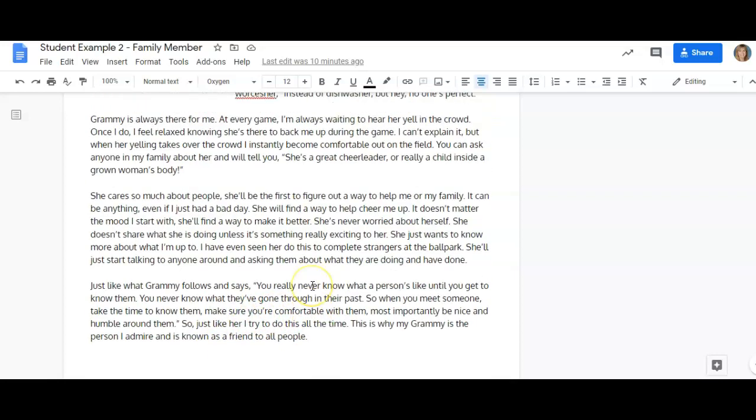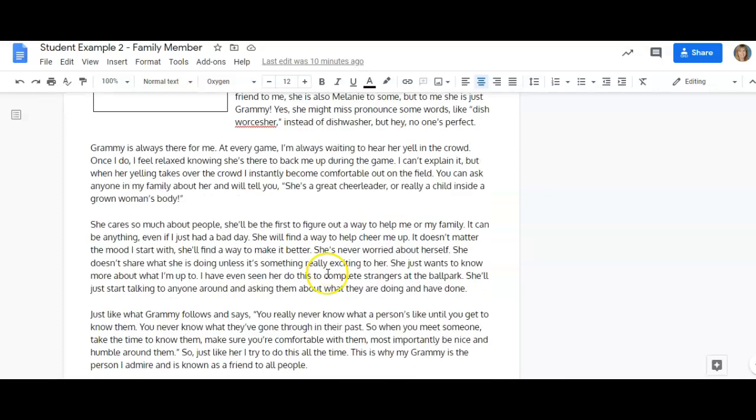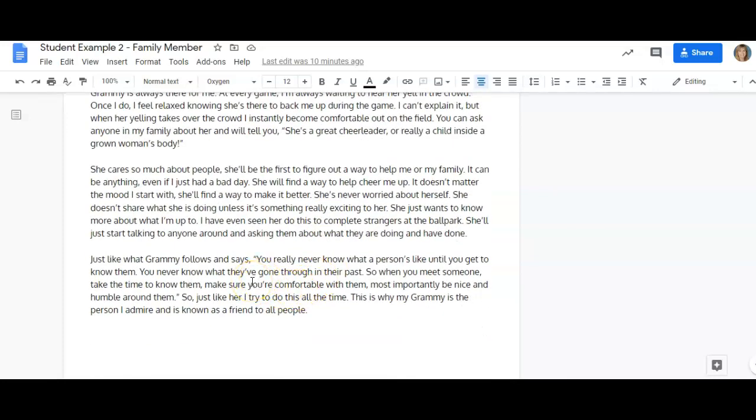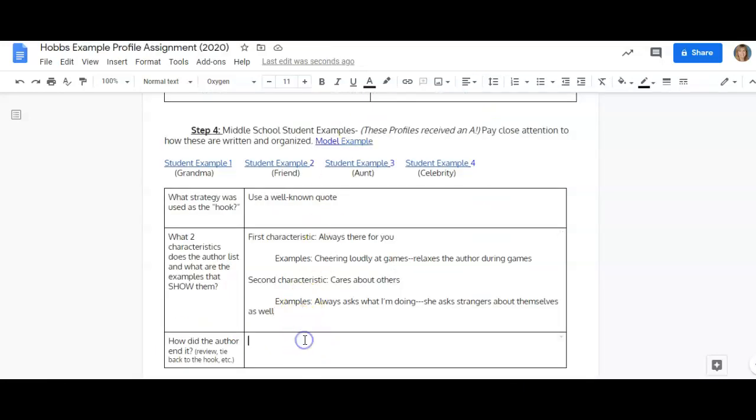What I notice is this author took this quote and elaborated on it in the last paragraph and then wrapped it up by talking about how kind she is and how this person admires her and tries to do what her grandmother did as well. So the author ended it by tying back to the original quote. Then said why she likes to try to be like her grandmother.